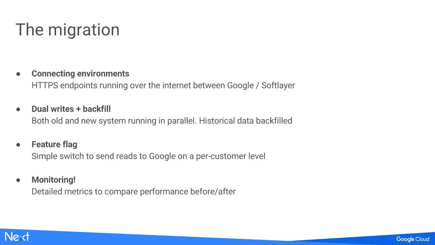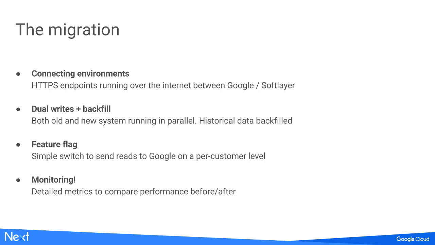With two systems running, we needed to write the data from the production environment on SoftLayer into Google, and this has to happen at the exact same time. We picked a date. We went live with Bigtable, but behind the scenes. So customers were still using the old system, but data was being written into both. And from that point, all the historical data, so going backwards, could then be migrated in our own time frame.